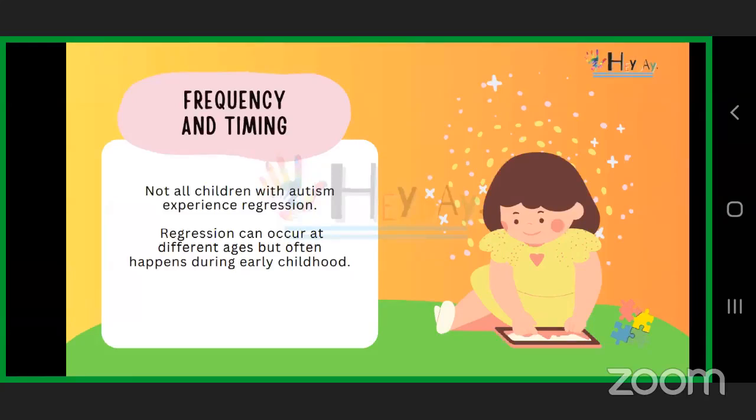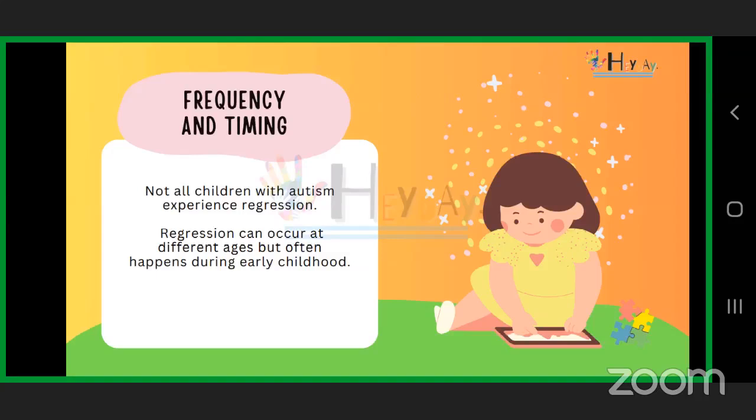I know that most people keep wondering if regression happens every time, or it just happens once in a while, or how many of these children, because there are a lot of people out there who might think, okay, all children with autism spectrum disorder have experienced regression or will experience regression, but no, not at all. Not all children with autism experience regression. Regression can occur at different ages, but often happens during early childhood.